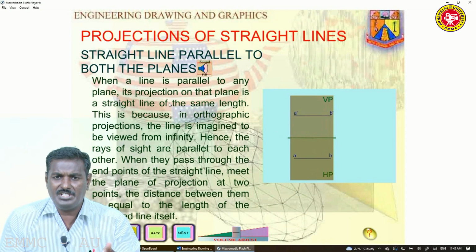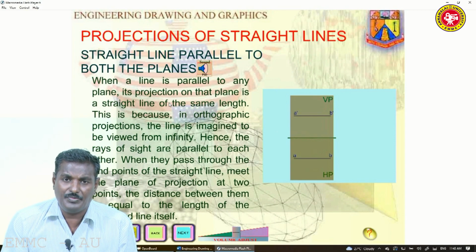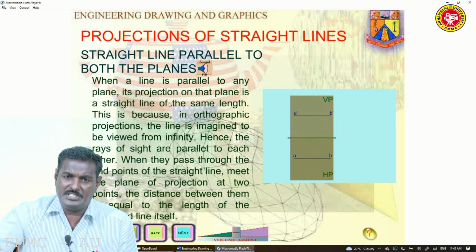For side elevation, double dash also we have to use, but here a dash, b dash represents elevation, and a and b represent plan view. So, here it is stated above and below. So, this is first angle projection.